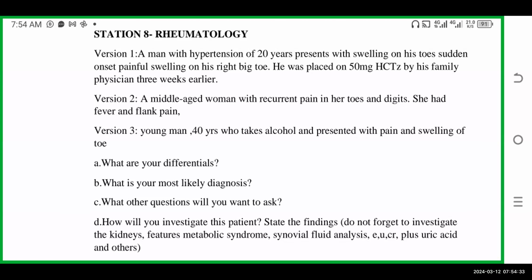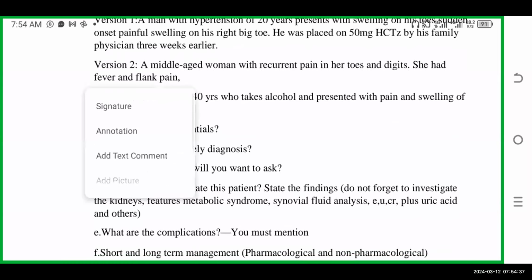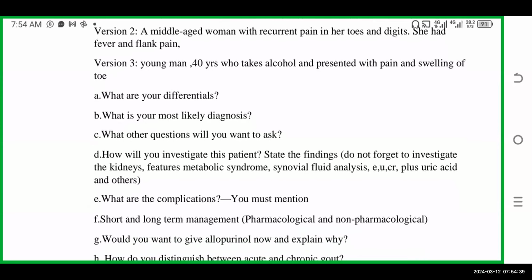So what is your most likely diagnosis for versions 1 and 2? I'll pick gout, acute flare of gouty arthritis. For the lady, probably RA or hand OA, but our rheumatologist can help give a better differential if there is one. So what other questions would you like to ask?